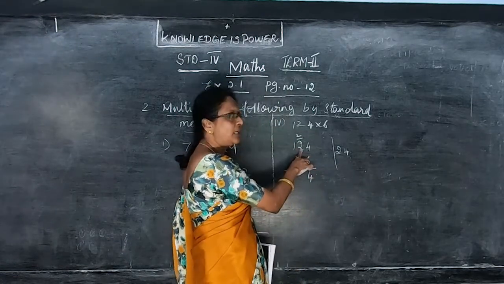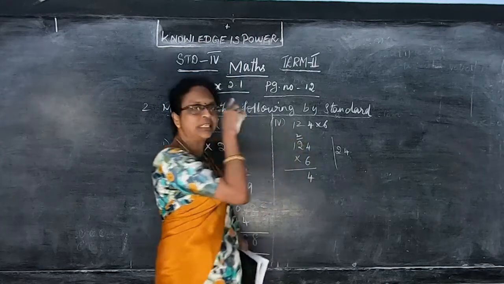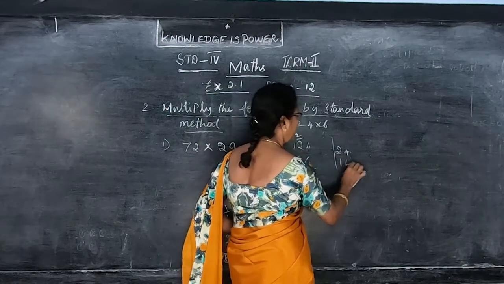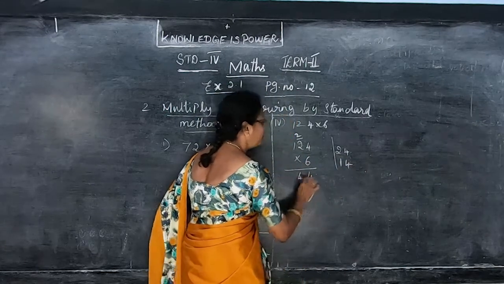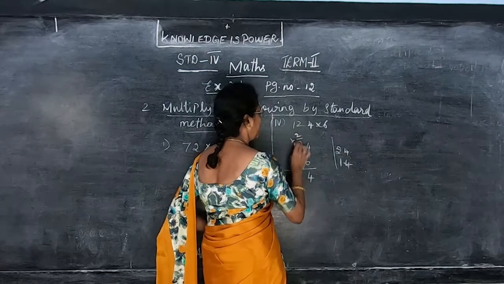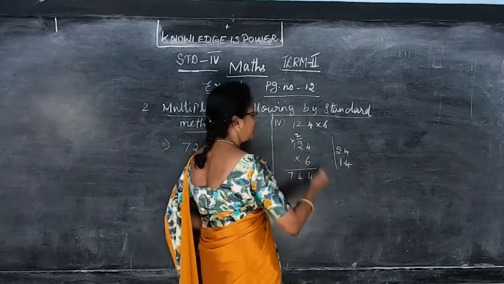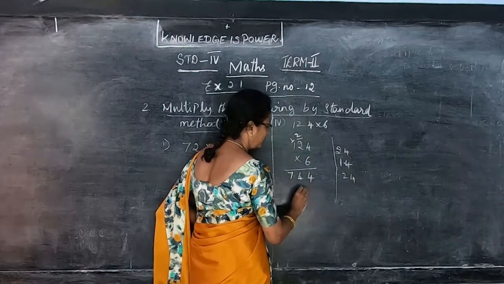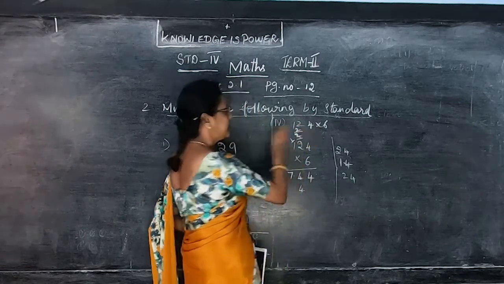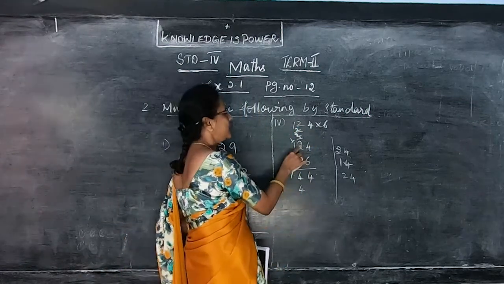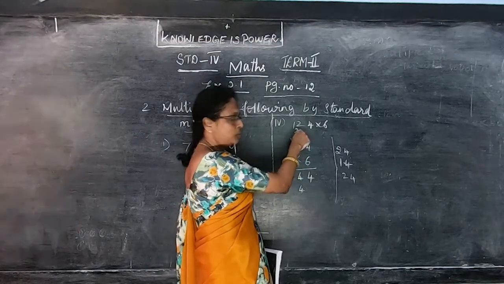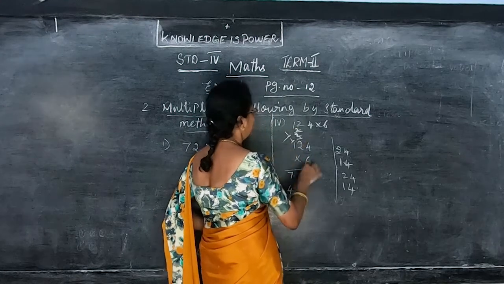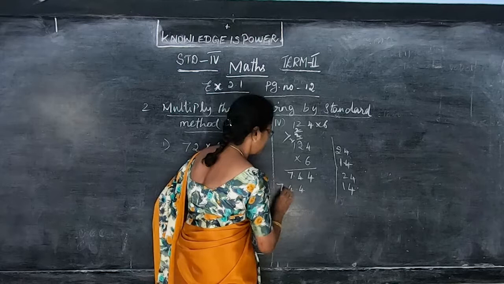Then 6 twos are 12. Add the carry over immediately: 12 plus 2 gives you 14. For this 14, you put the 4 here and 1 carry over to the next. 6 ones are 6 plus 1, 7. So you put 7. Now add all this.